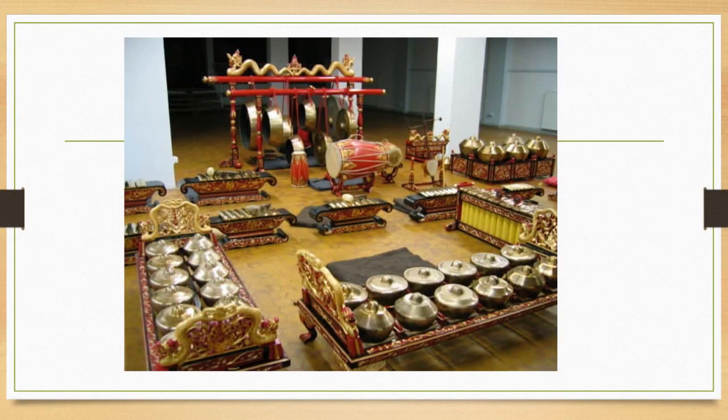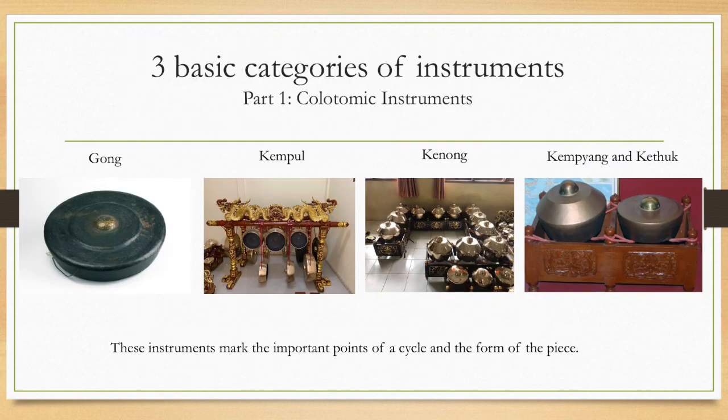So, just to review quickly, those three categories of instruments we were talking about, we have here the colotomic instruments. From left to right, we have the gong, the kempul, or the smaller sized gongs, the kenong, and finally the kempyang and ketuk. These instruments mark the important points of a cycle, and by doing so, they mark out the form of the piece.